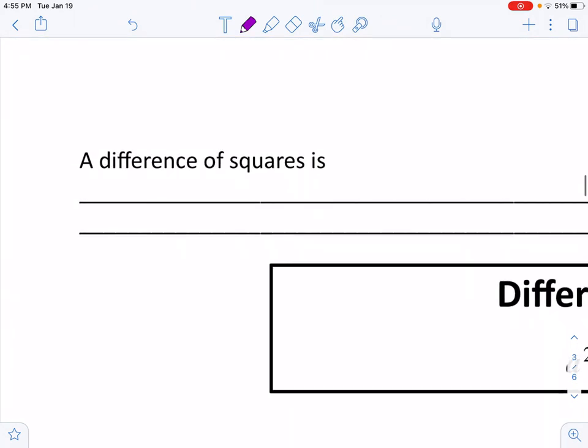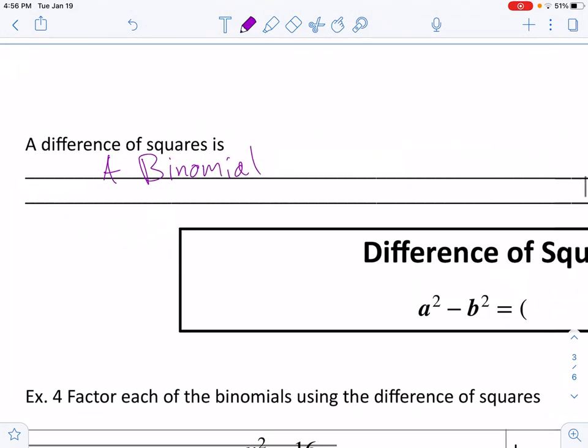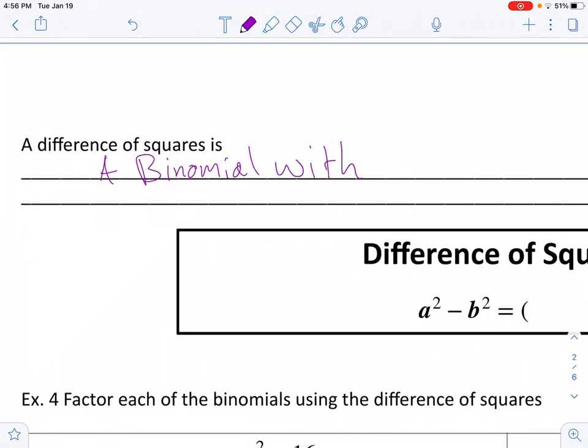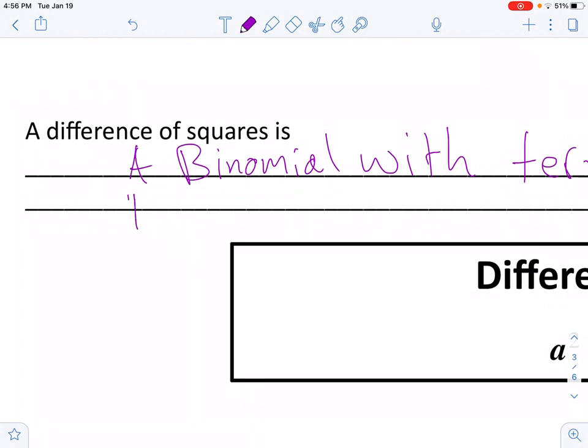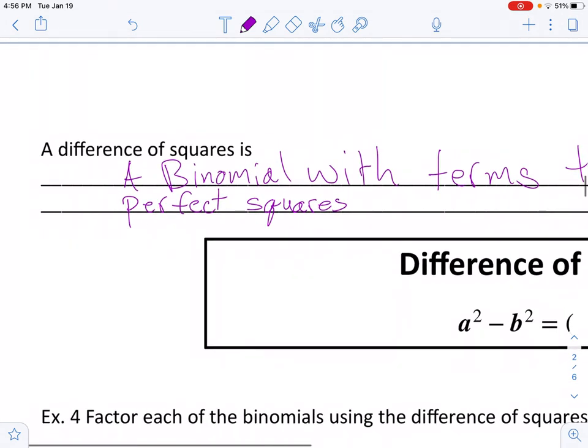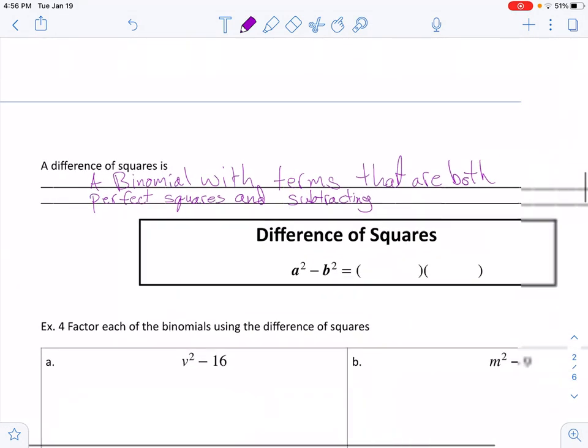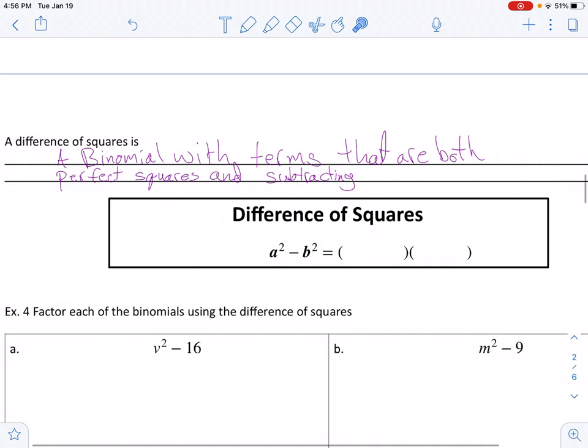So the difference of squares is a binomial with terms that are both, zoom in here, perfect squares and subtracting. And in your general kind of rule here, we see that.